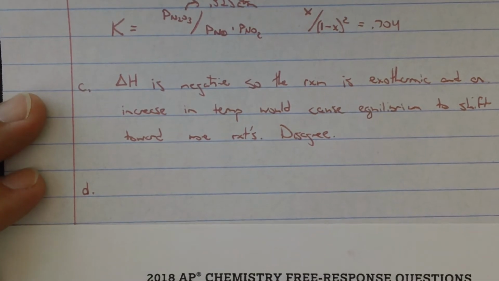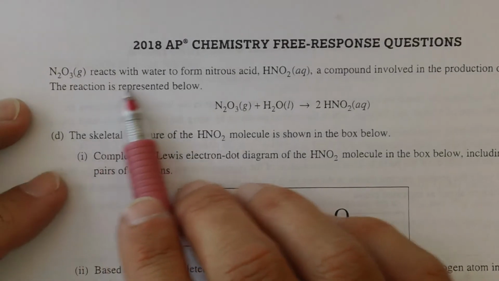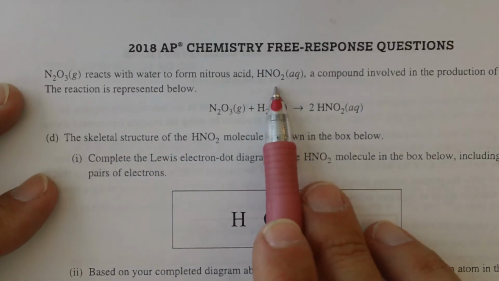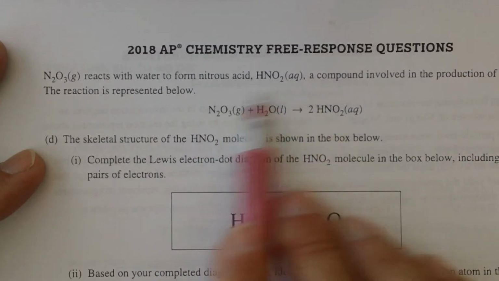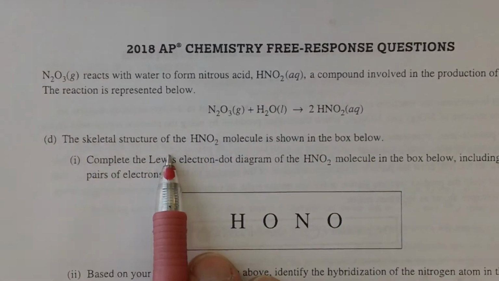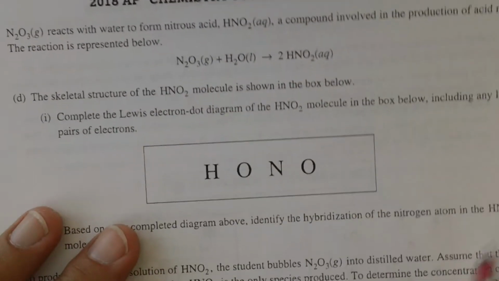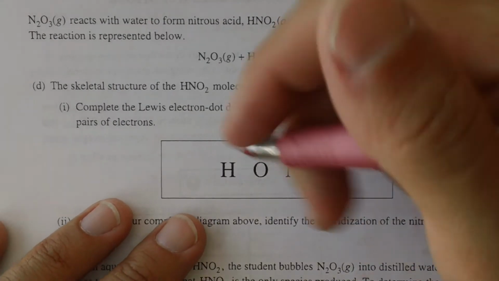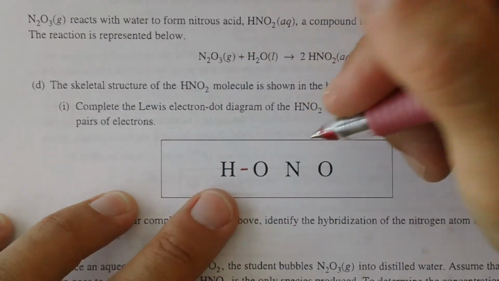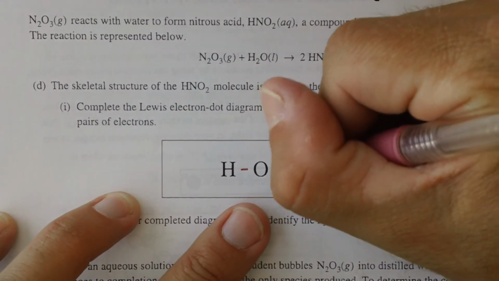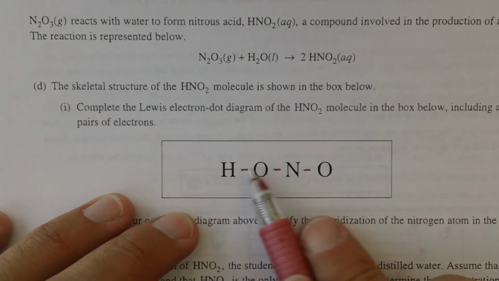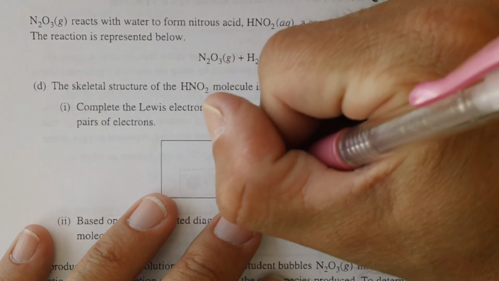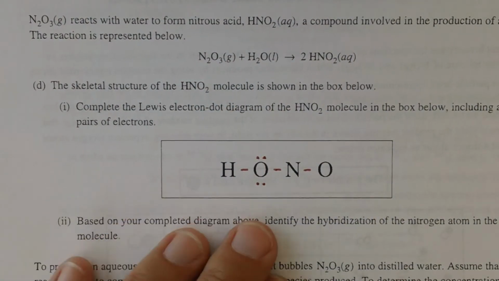And so here's part D. Part D says N2O3 reacts with water to form nitrous acid, a compound involved in the production of acid rain, SOXes and NOXes. And so there is our reaction that they fed us. It gives us the skeletal structure of nitrous acid. It says complete the Lewis dot diagram in the box below, including any lone pairs of electrons. I talked about acids being hydrogen bonded to oxygen, at least oxyacids, and the other atom bonded to whatever else. So we always have this structure at the beginning. This oxygen is always going to sit with those 2 lone pairs on it.